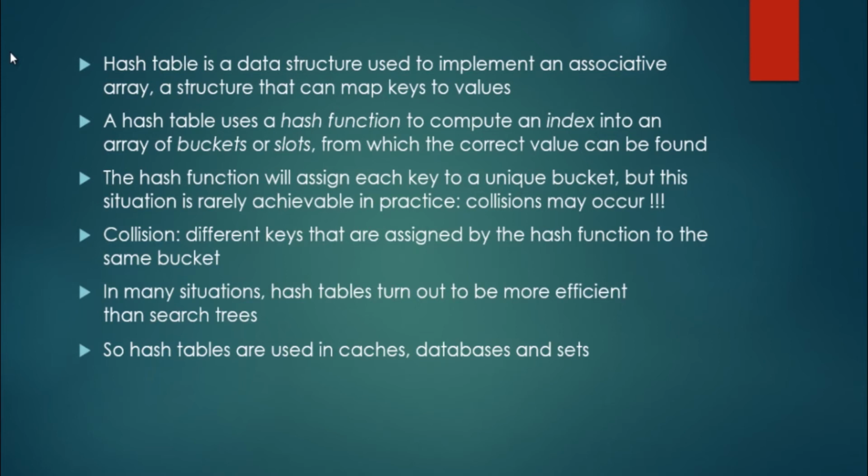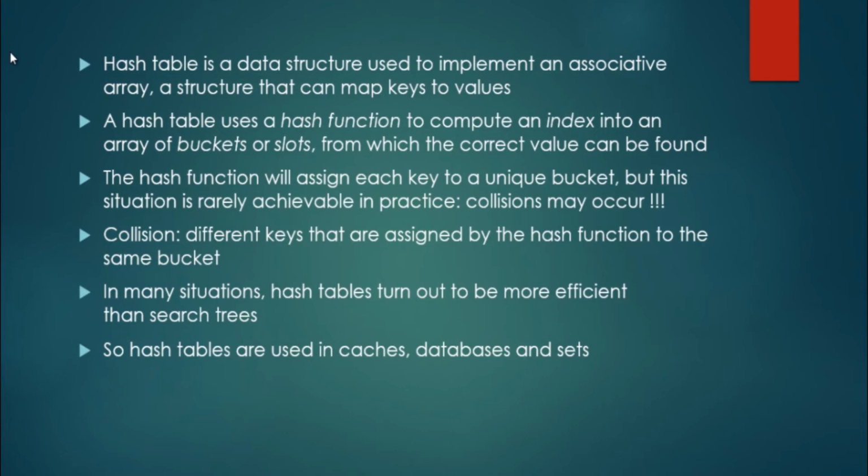The hash function will assign each key to a unique bucket, but this situation is rarely achievable in practice, and this is when collisions occur. So what is a collision? Different keys that are assigned by the hash function to the same bucket. This is a collision. In many situations, hash tables turn out to be more efficient than search trees. In theory, we are able to achieve order 1 constant time complexity, but sometimes we are not able to build a perfect hash function. Maybe it's not exactly order 1, but it's very fast.